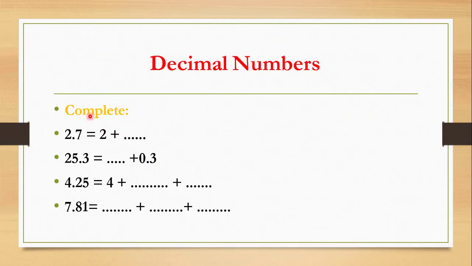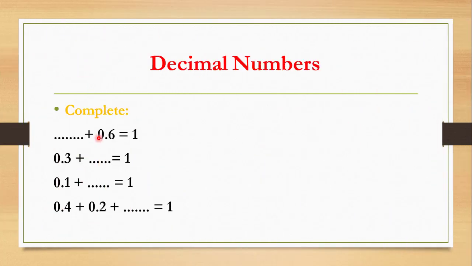Now I want to complete. We have 2.7 equal to plus what? 2.7, this is 2, and here we have 7, so 2 plus 0.7. 25.3, here we have 0.3, so we need 25. 4.25, 4, I'll take 0.2 and 5 here in hundredths, so I write 0.05. 7.81, by the same way, 7 plus 0.8 in tenths plus 0.01 in hundredths.